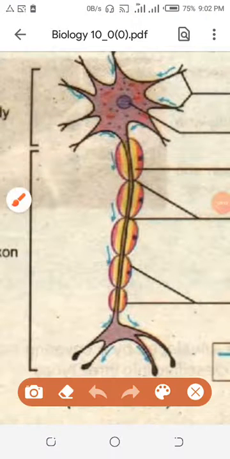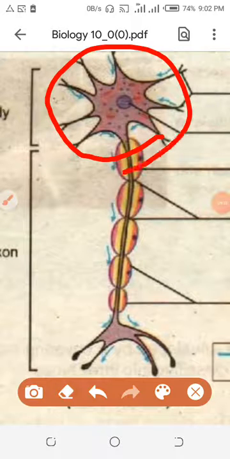What are the parts of this cell? One part, this part, is the cell body. Okay, you are watching the cell body. What I am talking about is the structure of the neuron. The neuron cell is modified. This is one cell. That's why I am saying the cell changes its shape and structure according to function.